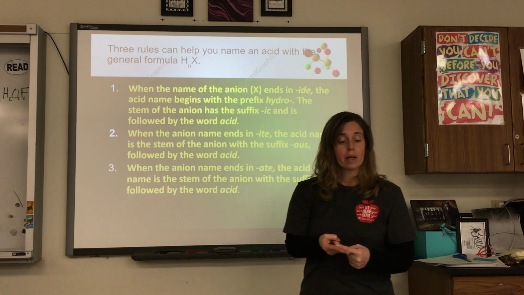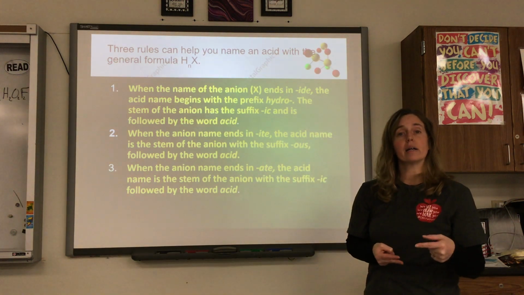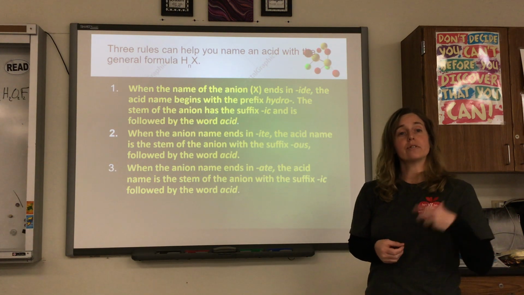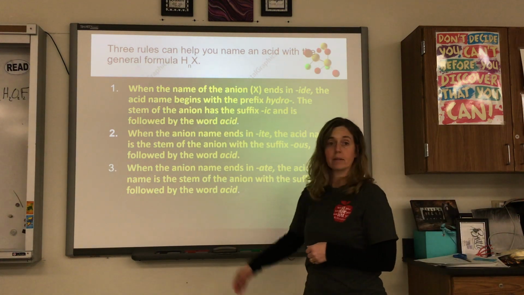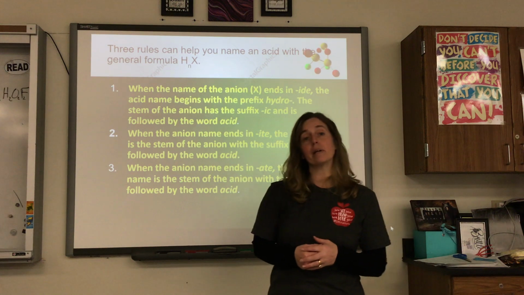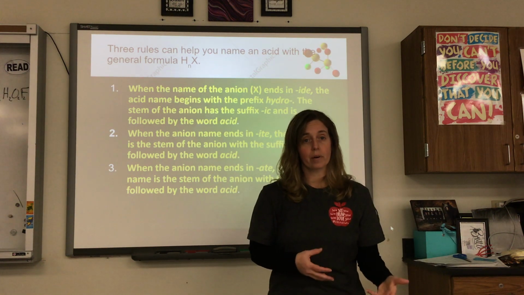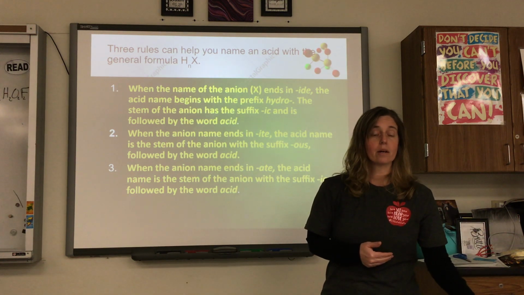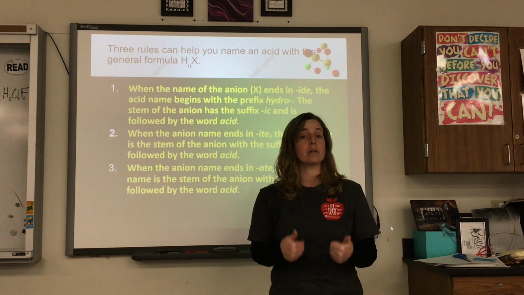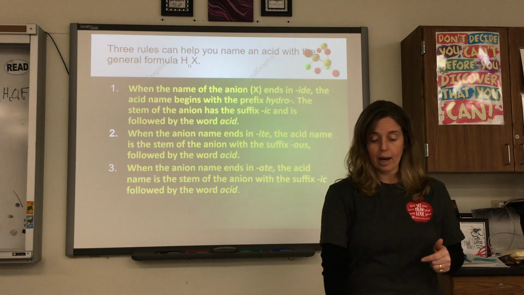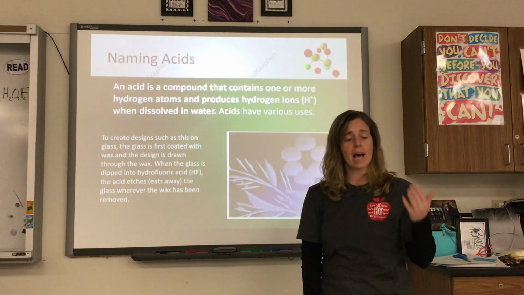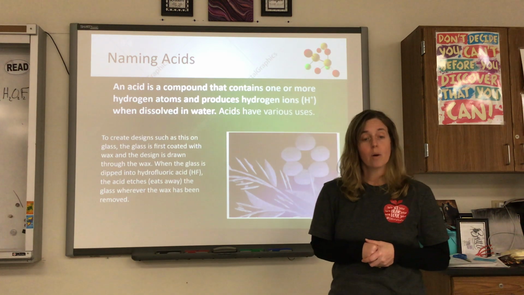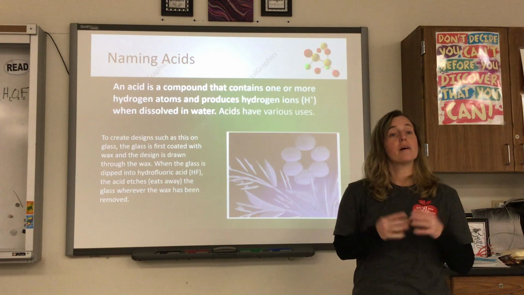Anytime you put a hydrogen in front of a polyatomic or a nonmetal, you have changed that compound into an acid. Now, the last rule is if the anion ends in "ate", like sulfate, you're going to change the "ate" to "ic". So it's sulfuric acid. If I take a hydrogen and put it in front of sulfate, it's going to be sulfuric acid. What if I had nitrate? Well, nitrate becomes nitric acid. What if I had nitrite? Nitrite becomes nitrous acid. So as you can see how that happens. Now, an acid is a compound that contains one or more hydrogen atoms and produces hydrogen ions when dissolved in water. Acids have various uses.